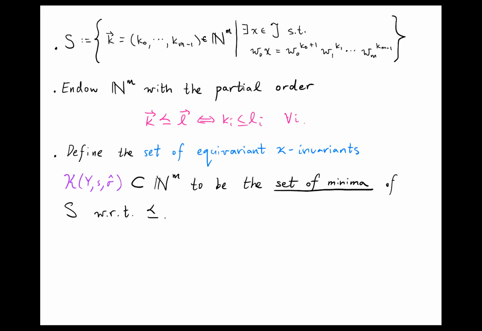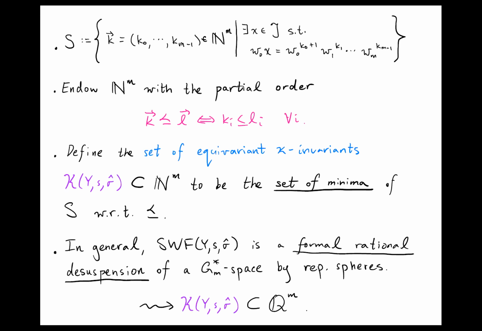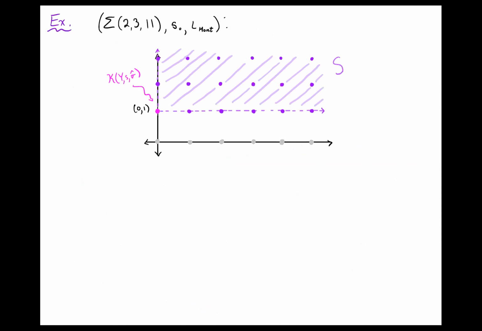Just a side note, technically our spectrum turns out to be a formal rational desuspension of the space by a rational linear combination of representation spheres, and so we end up getting something in Q to the N, but that's not important. I just want to leave you with this kind of picture going on.